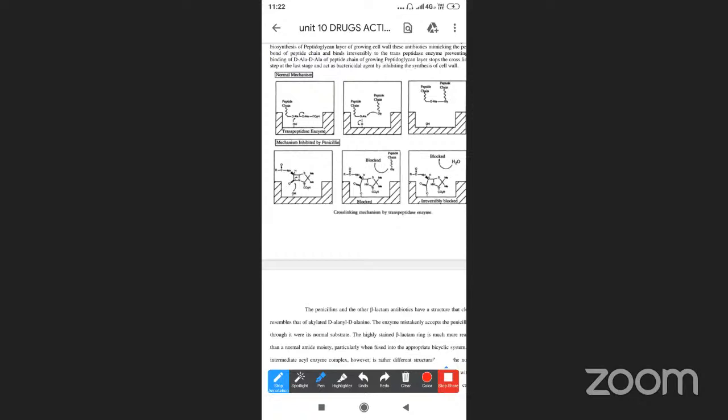So here this is the transpeptidase enzyme, where the cross linkages take place, the peptide chain is going to leave, and the cell wall preparation is over. That is the normal mechanism. Next, the mechanism inhibited by the penicillin. So this is your normal, and this is your drug mechanism, the penicillin mediated mechanism.